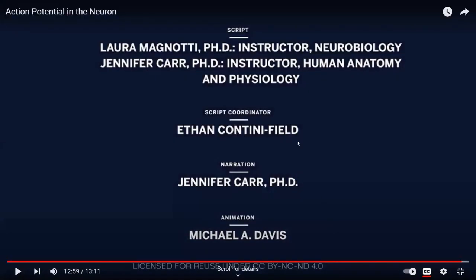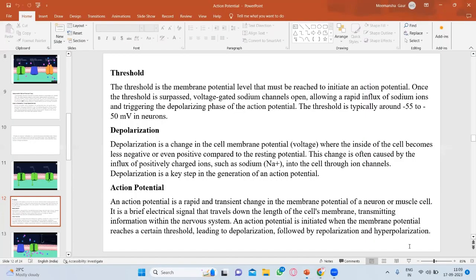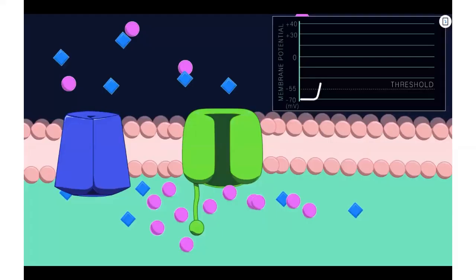Okay, so I hope it's clear now. Let's move back to the slides. Okay, so I think threshold, depolarization, action potential, all is clear to you. Let's move on.